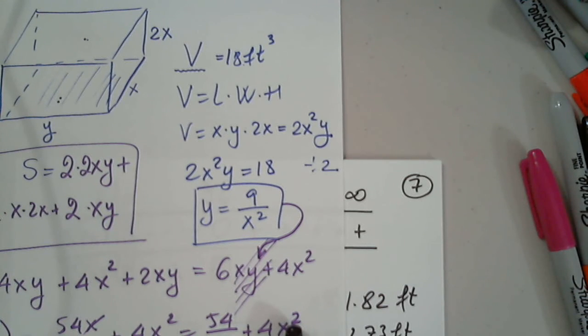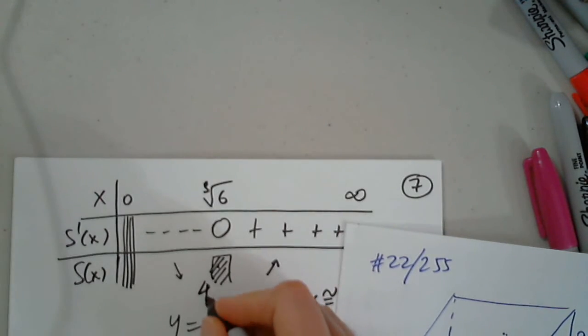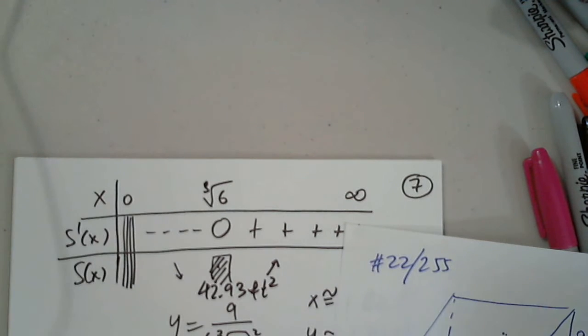Okay, here it is. So that was 54 divided by the cube root of 6 to the power 1/3, and then plus 4 times 6, and it's squared, 6 to the power 2/3 then, because it's squared. So the minimum surface area is 42.93, and this is square feet because it's area.